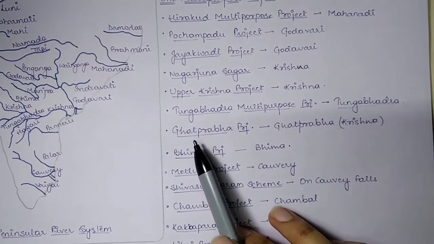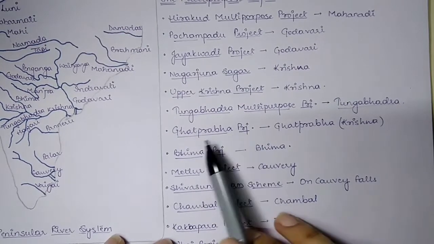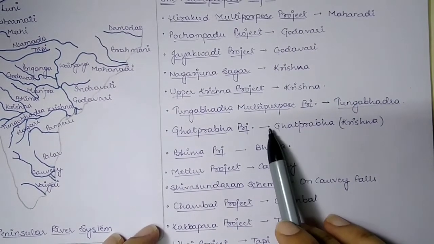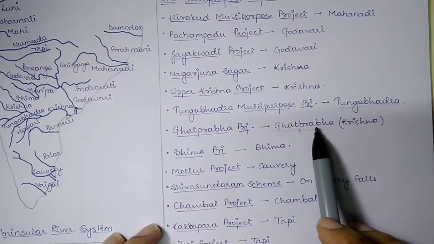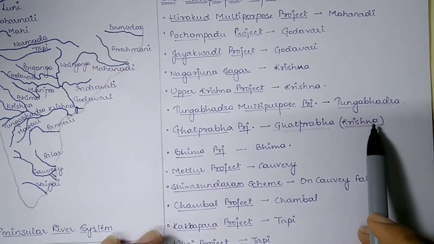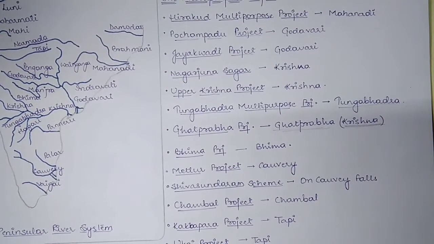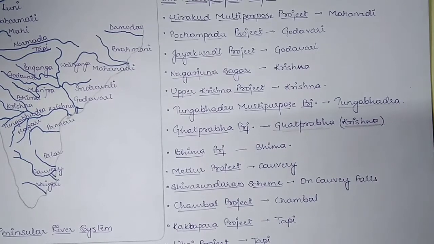Next, we have Ghataprabha project. Ghataprabha project is built on Ghataprabha River. Now Ghataprabha is a tributary of Krishna River. Now it is the joint venture of Andhra Pradesh and Karnataka, same. And this one is just for irrigational purpose.